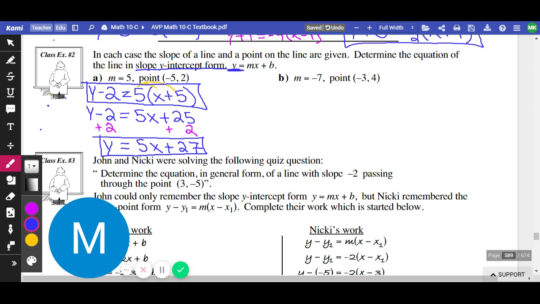Awesome, we'll try B. The idea is to get it into slope y-intercept form. We can't right now, because they gave us slope and a random point. They never gave us a y-intercept. So our job is to just let the question guide us, create what we have, and then change it to what we want. That's x1, y1. Let's create slope point form. So I have y minus 4 equals negative 7, x plus 3.